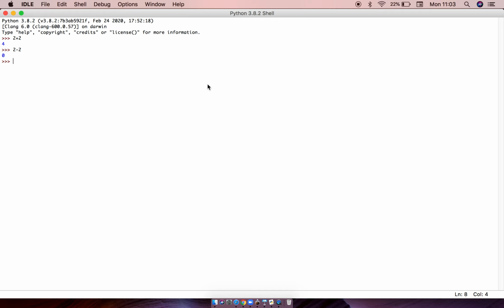And now, for multiplying and dividing, the symbols are a little bit different. So, 2, and then this star symbol, times 2. You all know that is 4. It is 4! Can you believe it?